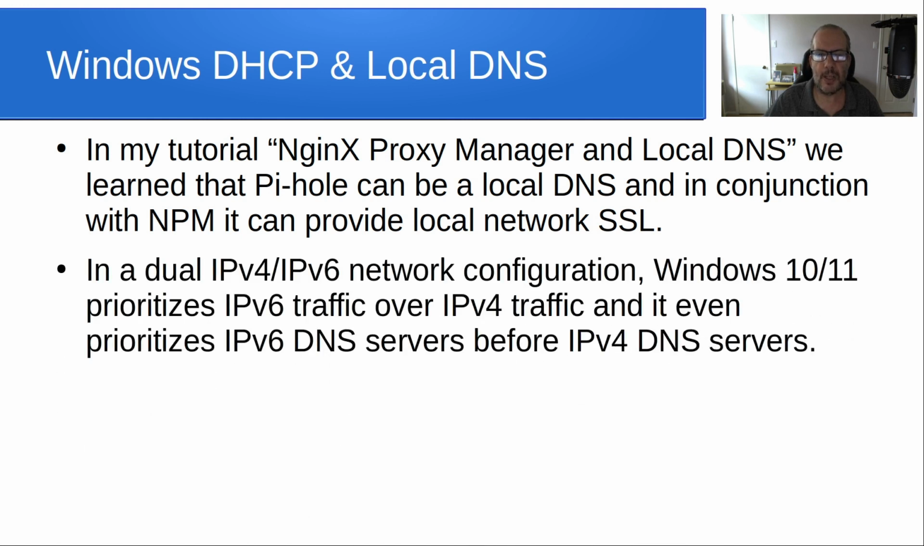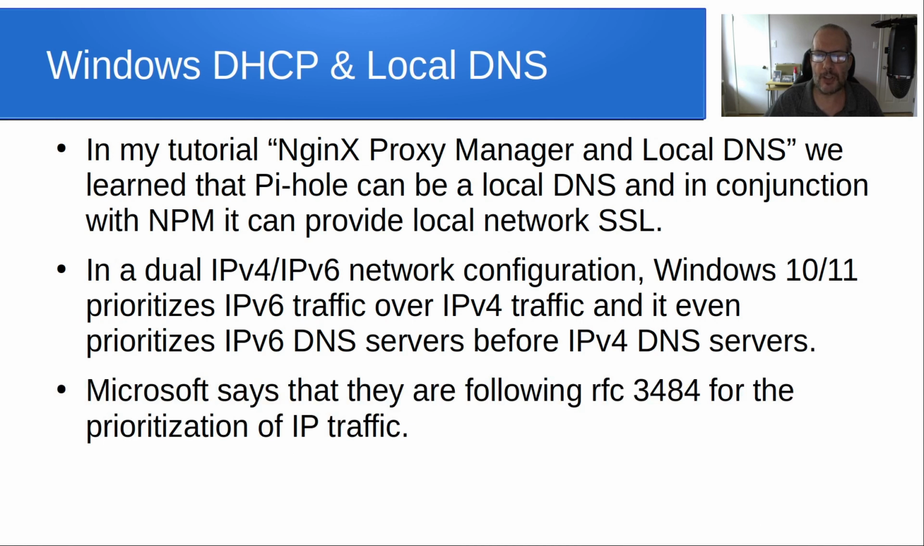So in a dual IPv6 IPv4 network configuration, both Windows 10 and Windows 11 prioritize IPv6 traffic over IPv4 traffic, and it even prioritizes IPv6 DNS servers before the IPv4 DNS servers. So Microsoft says they're following RFC 3484 for the prioritization of IP traffic. I find it interesting that the author of RFC 3484 happens to be Microsoft.